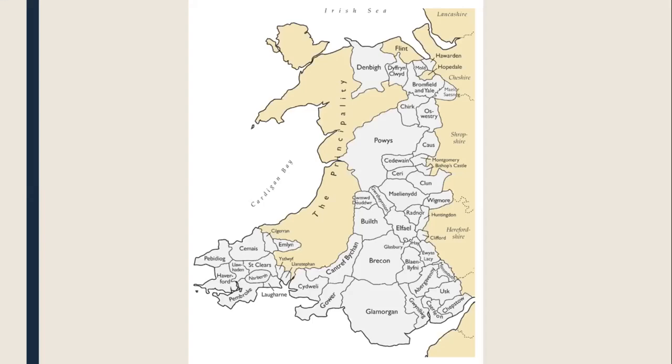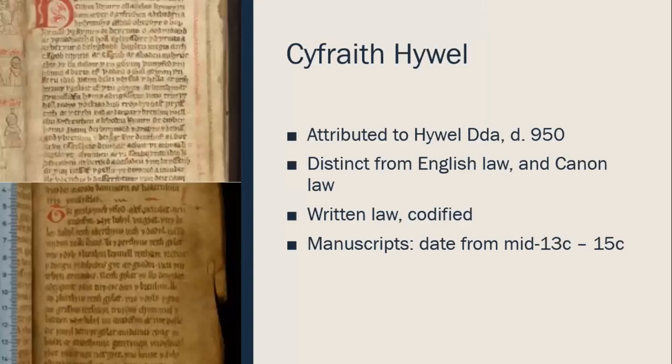So I'm going to flip away from the map of the march, as you're all no doubt familiar with the layout and how it works, and have a very brief introduction to Cyfraith Hywel, which is medieval Welsh law. In England, there was, and still is to some extent, the common law, as we know. Wales, throughout the Middle Ages, had its own system, Cyfraith Hywel, the law of Hywel, attributed to King Hywel Dda, Hywel ap Cadell, who died in the year 950. So the laws are attributed to him.